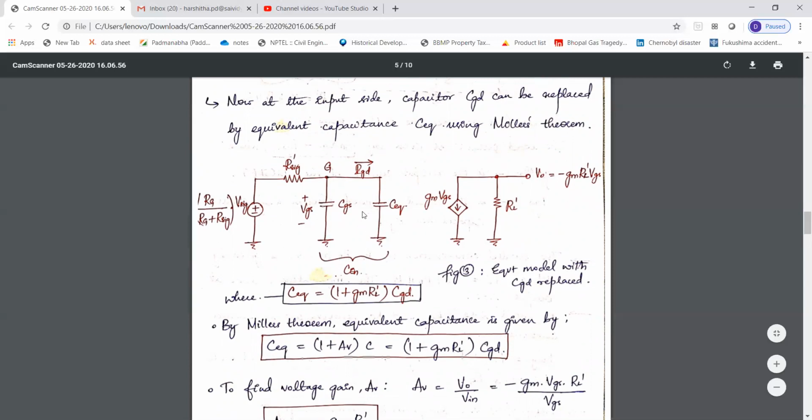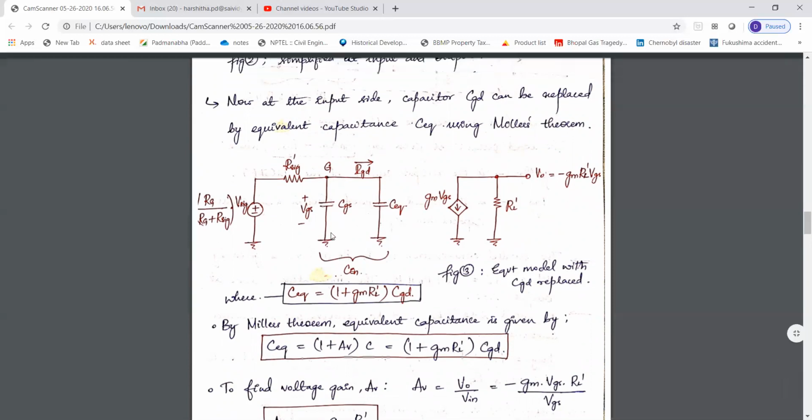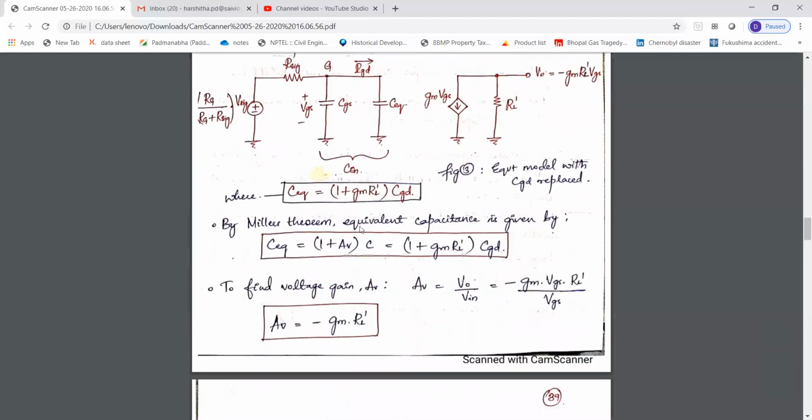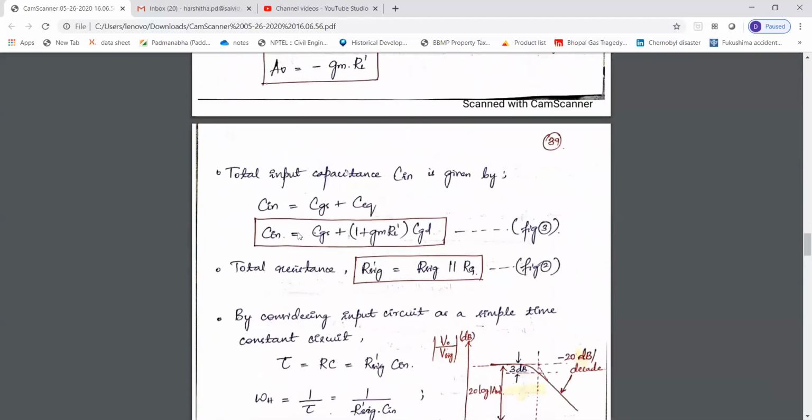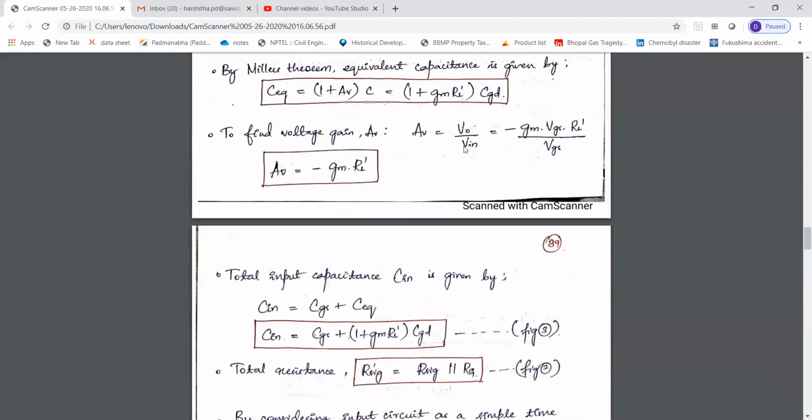Since these two are connected in parallel, how do we calculate the equivalent capacitance if capacitors are connected in parallel? It is the sum of the two capacitances, isn't it? So C in will be equal to C_GS plus C equivalent. C equivalent we have found here, that is equal to (1 plus g_m R_L dash) into C_GD. So substitute it, and we get C in.